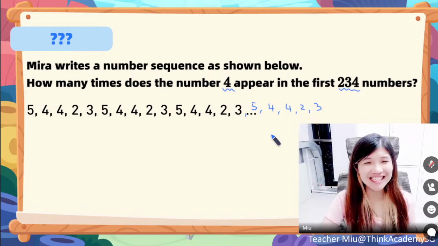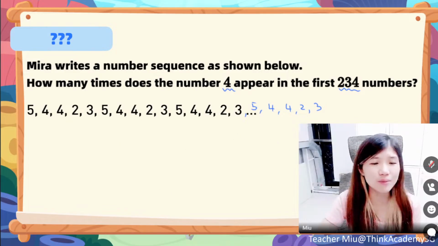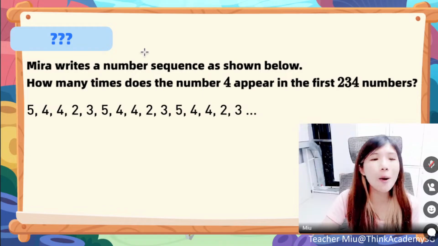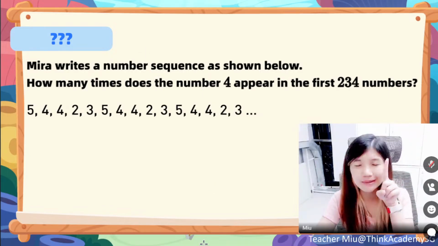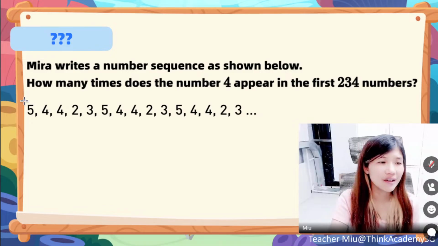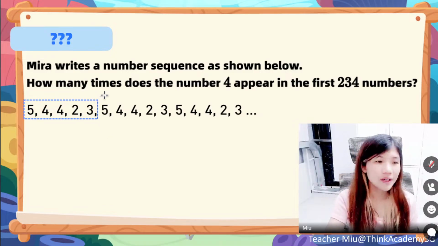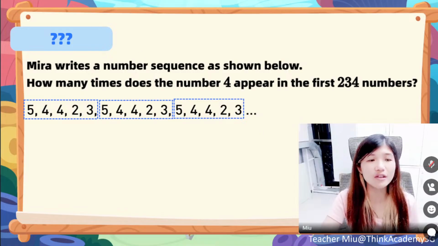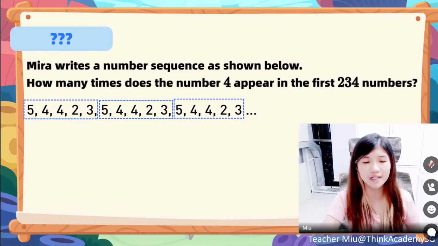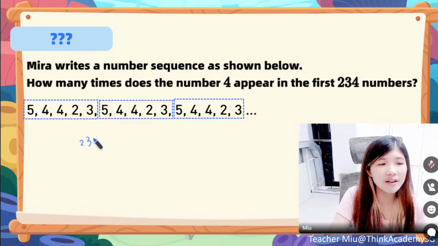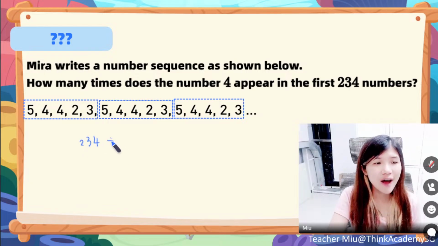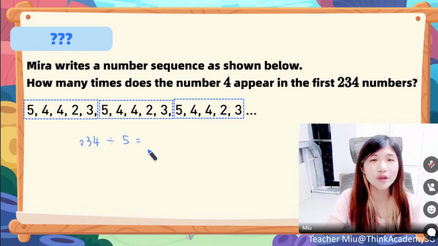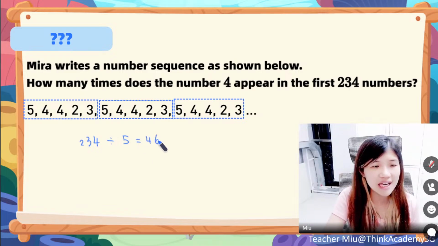Not really, guys. Again, you will see they are in groups, right? Let me just show you about the groups. Now, how many numbers should be in one pattern group? You see? 5, 4, 4, 2, 3, one pattern group. Another 5, 4, 4, 2, 3, another pattern group. So actually 5 in a pattern group. So in these 234 numbers, 5 in a group, you will find out there will be 46 groups, but you still got 4 remaining.